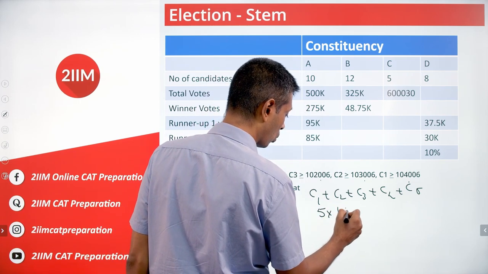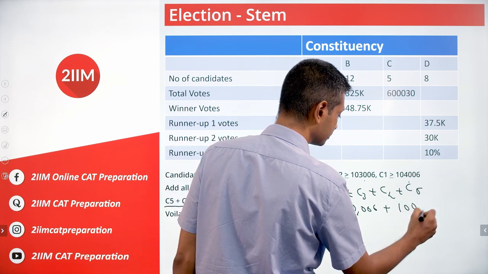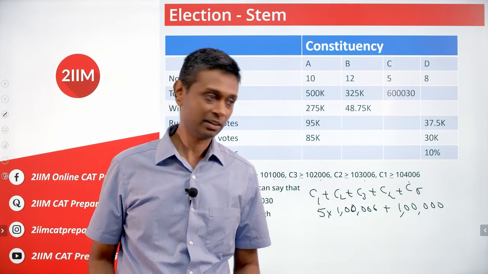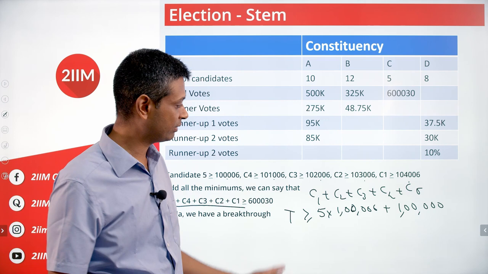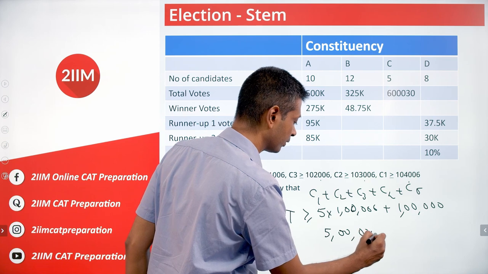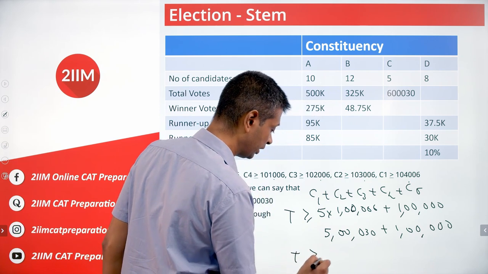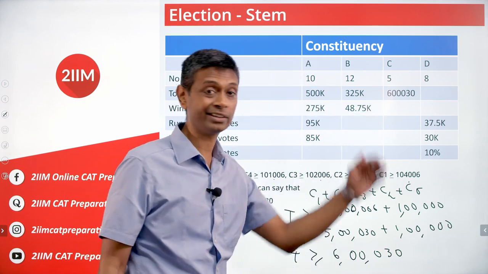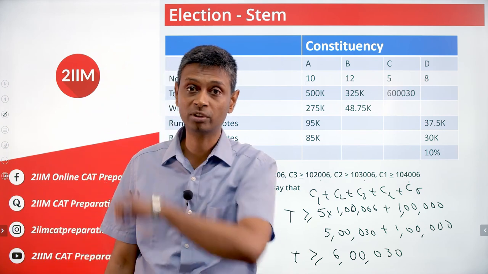times 1 lakh 6 plus 1 lakh. The 10,000 plus 20,000 plus 30,000 plus 40,000 is 1 lakh. The total should be greater than or equal to this. 5 times 1 lakh 6 is 5 lakhs 30 plus 1 lakh, so the total should be greater than or equal to 6 lakhs 30. The total is 6 lakh 30. It has to be greater than or equal to 6 lakh 30. That means the total can only be 6 lakh 30. There's only one possibility. We're through.